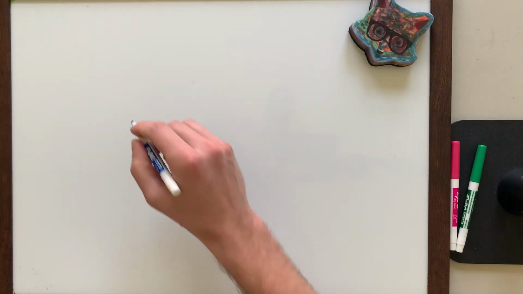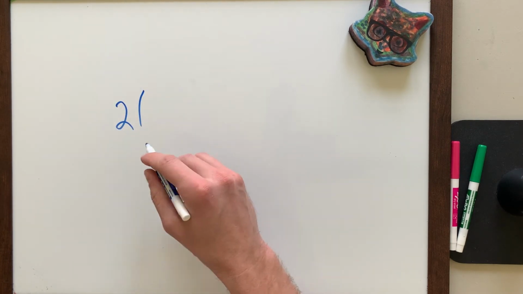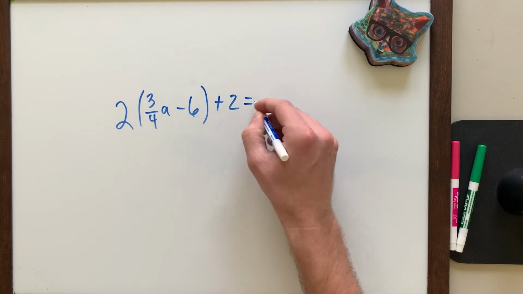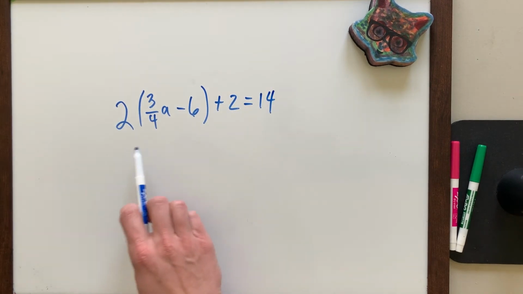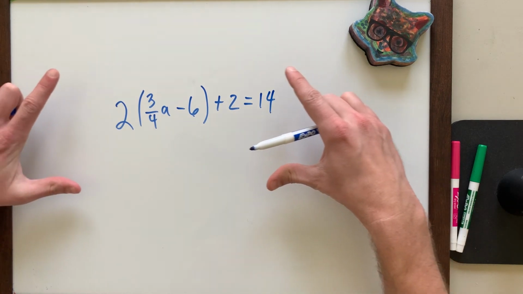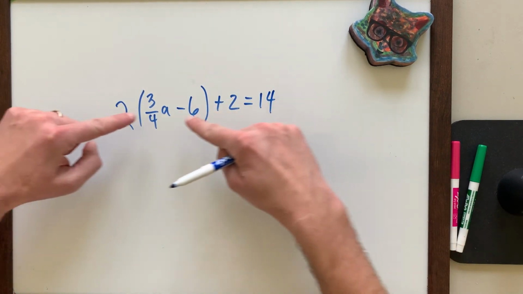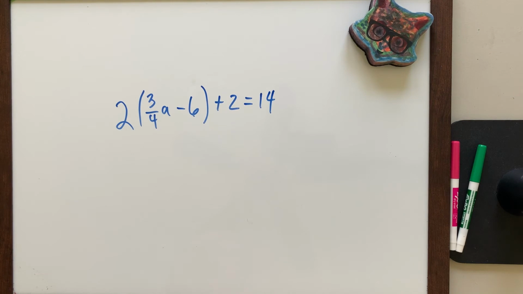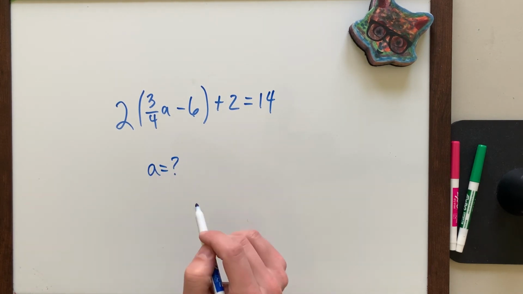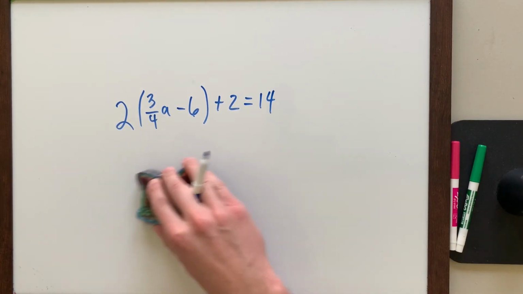Let's take a look at one final example. 2(3/4 a - 6) + 2 = 14. Now I picked a problem like this because it has even more elements, and so we can really hone in on this idea of peeling like an onion from the outside in to get to this last variable, okay? And figure out what does a equal, okay? How are we going to do this?